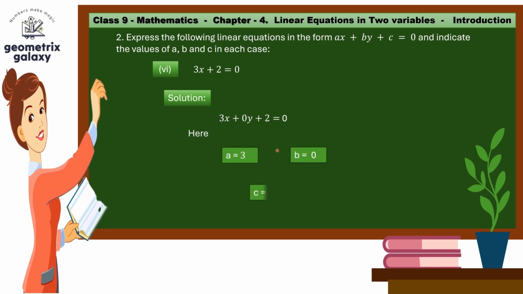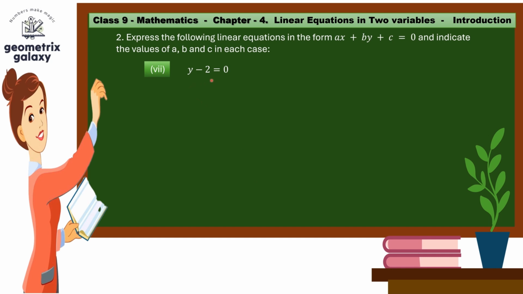Seventh subdivision is y minus 2 is equal to 0. Here we have only y term. We don't have any x term. So we need to include x term as 0x. Now the general form of y minus 2 is equal to 0 is 0x plus 1y minus 2 is equal to 0. So a takes the value 0, b takes the value 1 and c takes the value minus 2.